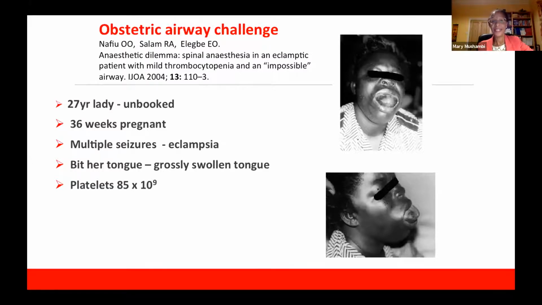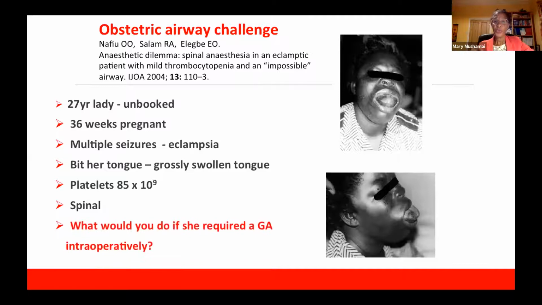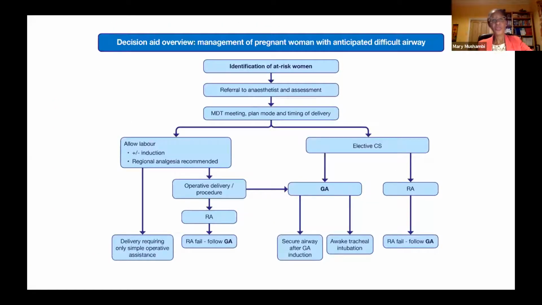Well, what they did is they did a spinal anesthetic. But of course, the question arises, what would you do if she required a general anesthetic intraoperatively? She's got low platelets, so there's a chance she may bleed. What would you do? So these are all the things that you need to address in the planning. I'm not going to go through how to address a pregnant woman with a difficult airway.